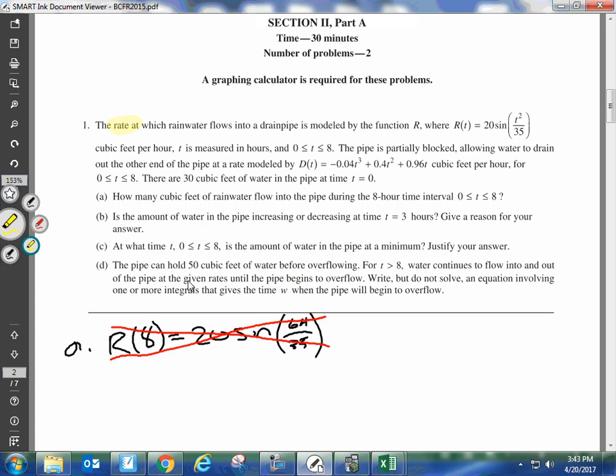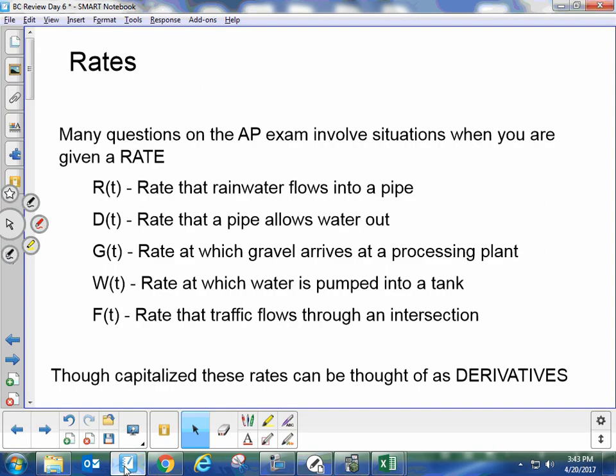D is also a rate. When we go through free response problems or multiple choice problems and we see this word rate, we need to think that's a derivative. Okay? This is a derivative. Even though they're using capital R and capital D, they do that on purpose just to try to trick you. Okay? It is a derivative of a total.